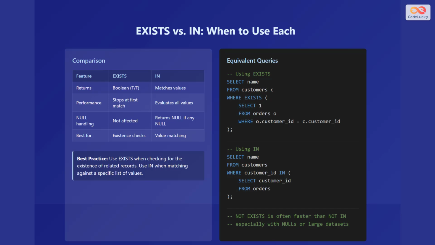Here are some examples comparing equivalent queries. Select name from customer C where exists. Inside parenthesis, select 1 from orders O where O.customer_ID equals C.customer_ID. That is equivalent to select name from customers where customer_ID in. Inside parenthesis, select customer_ID from orders. Not exists is often faster than not in, especially with nulls or large datasets.